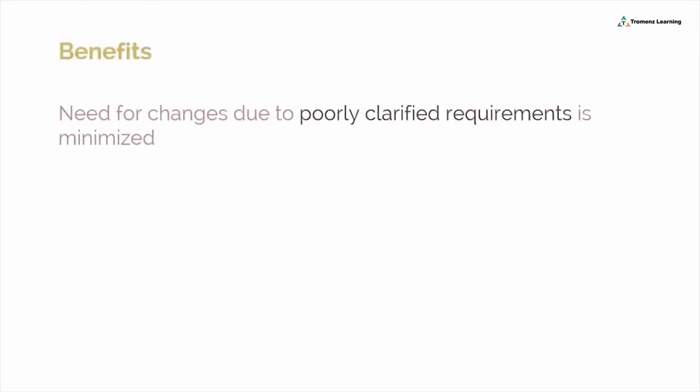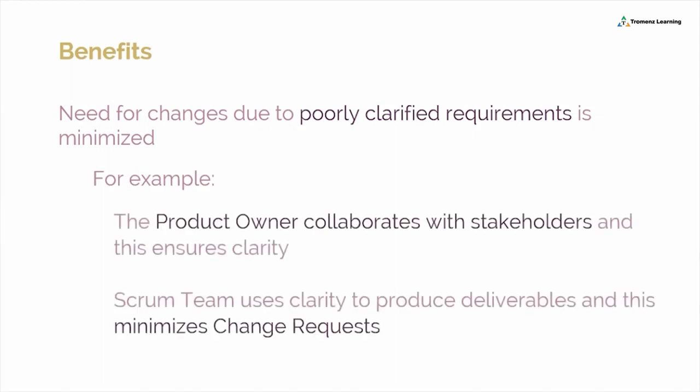The need for bringing about changes due to poorly clarified requirements is minimized. For example, during the Create Project Vision, Develop Epics, and Create Prioritized Product Backlog processes, the product owner collaborates with stakeholders to create the project vision, epics, and prioritized product backlog, respectively. This will ensure that there's clarity among Scrum core team members on the work that's required to complete the project.